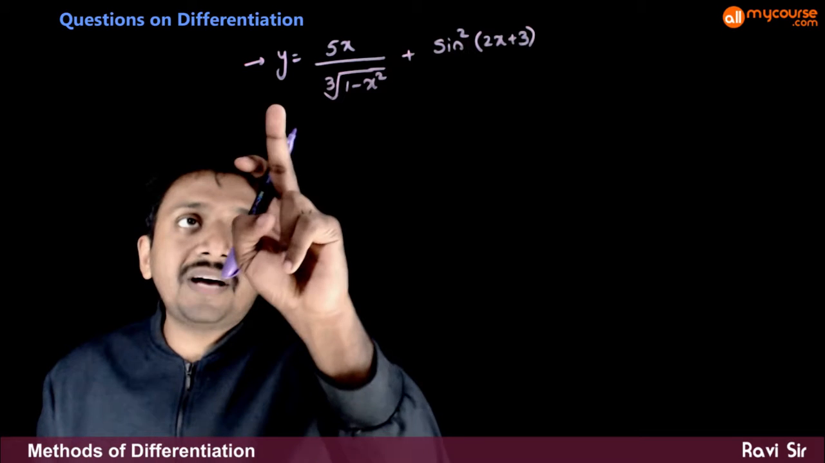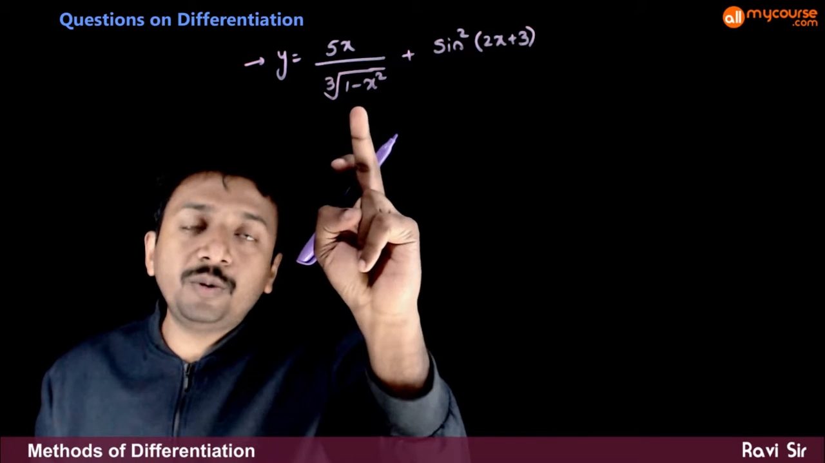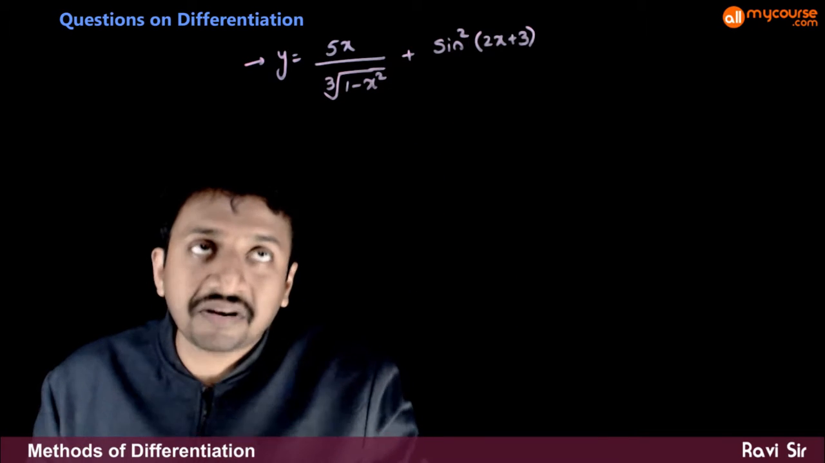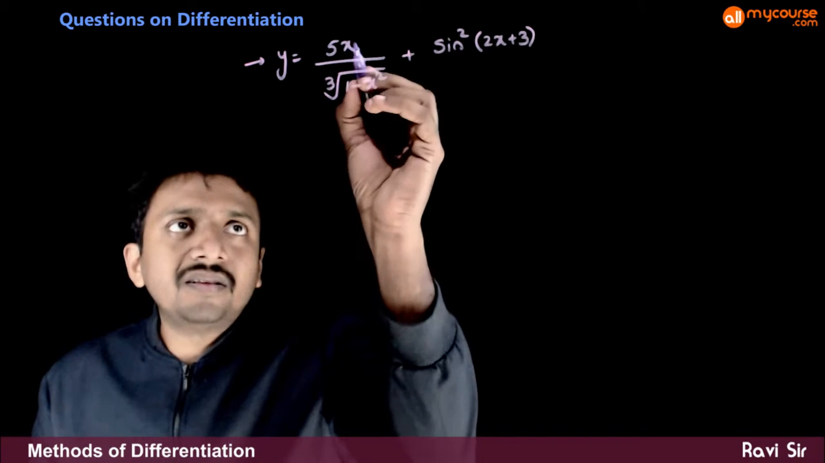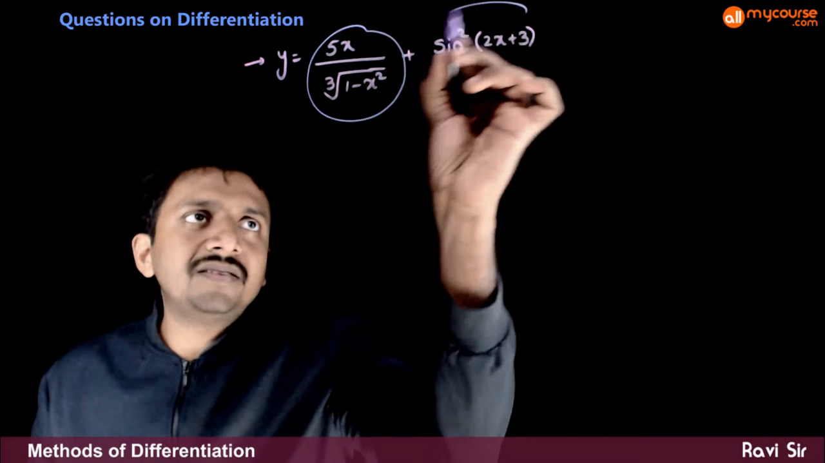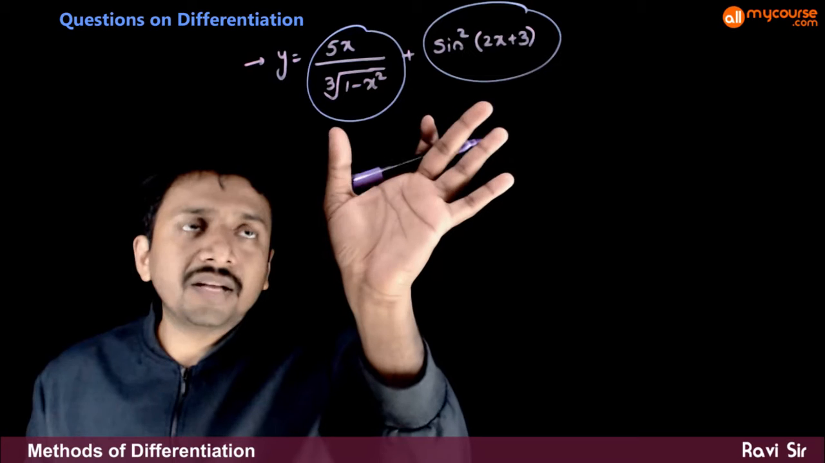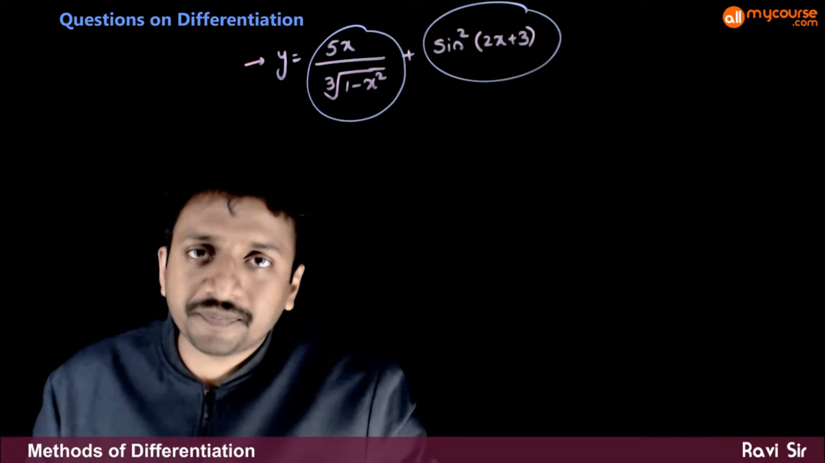In this question, you're given y is equal to 5x by cube root of 1 minus x square plus sine square of 2x plus 3. We're asked to differentiate this. So this is a function and this is a function. We have a sum of these two functions, so you can differentiate them separately.